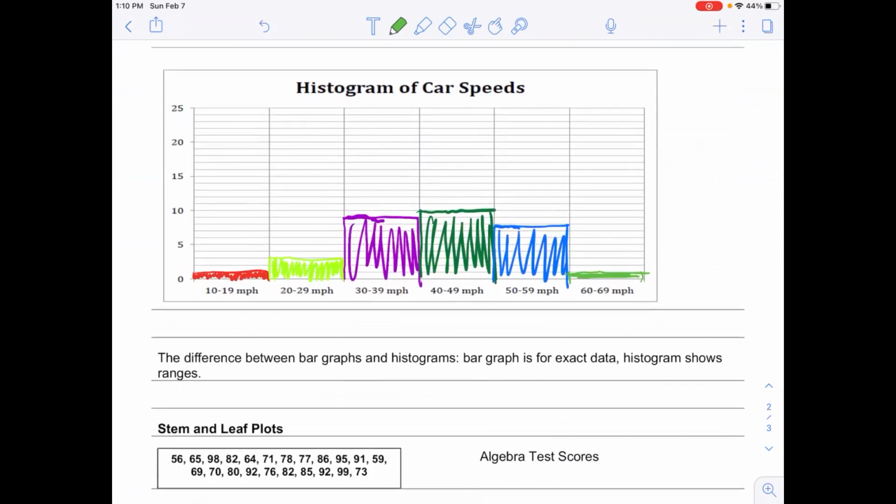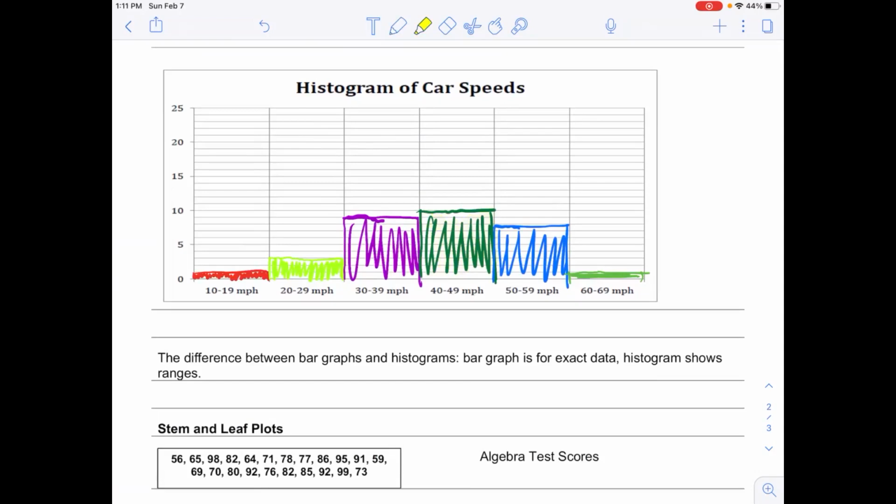So looking at this, this gives me data that's really easy to see. I can see the speed most cars were going was between 30 and 59. Very few outside of that. And I can learn a lot of data. But what I don't know just looking at this is I couldn't tell you how many cars went exactly 45 miles per hour. I couldn't tell you that. This bar represents how many cars went between 40 and 49.